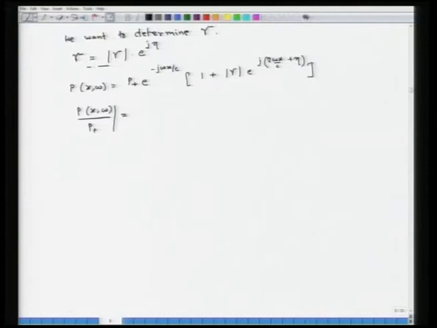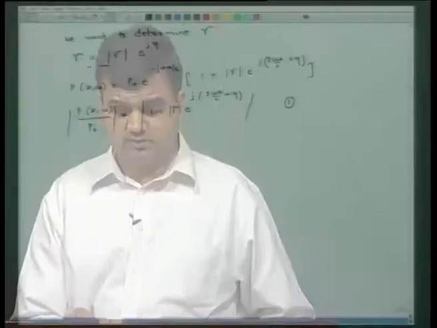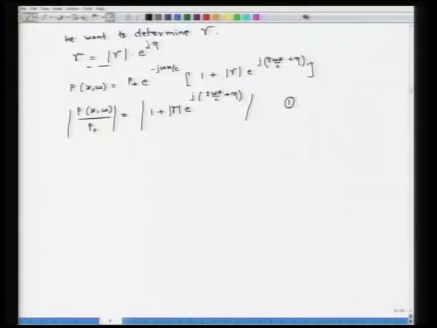and if I take its magnitude, then what I get is the magnitude of 1 plus the magnitude of gamma times e to the j (2 omega x over c plus eta), and I take the magnitude of this whole entire thing. So, let us call this equation 1. So, the ratio of the complex amplitude of the pressure with respect to p positive is this term. So, now we will plot it graphically and let us see what it means.